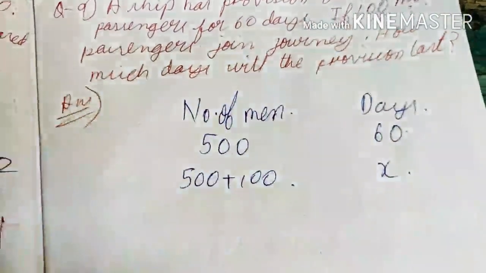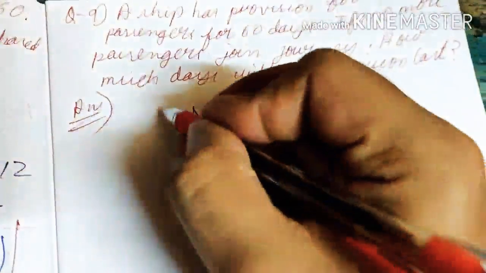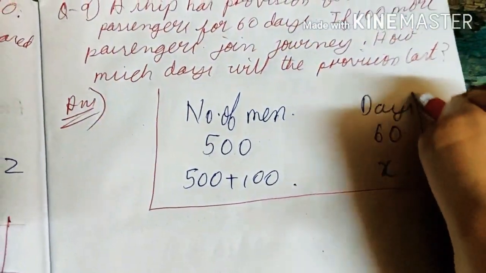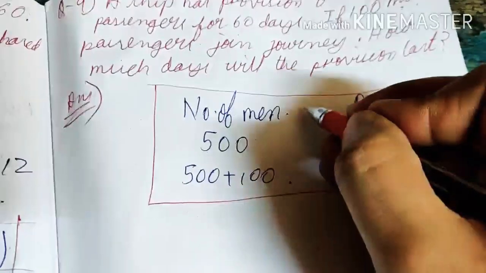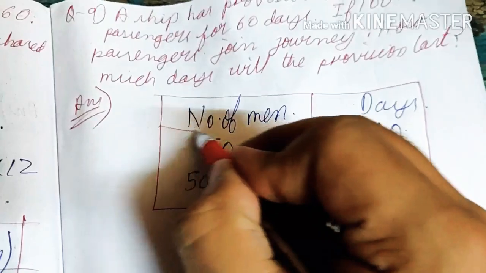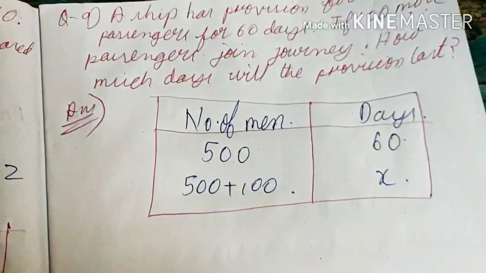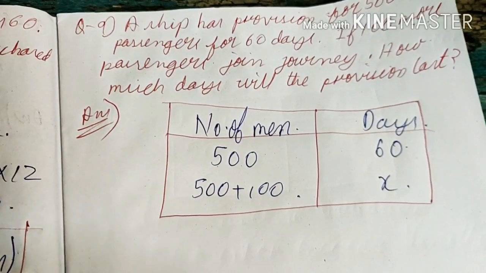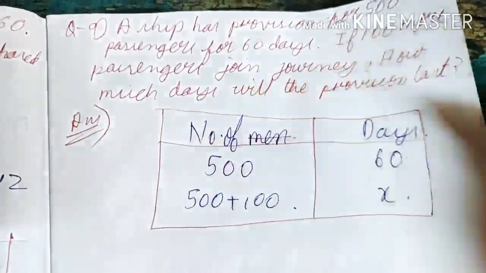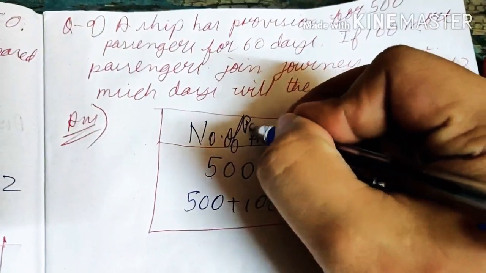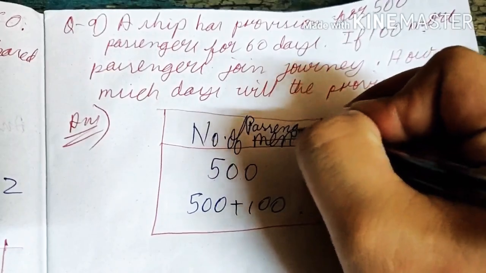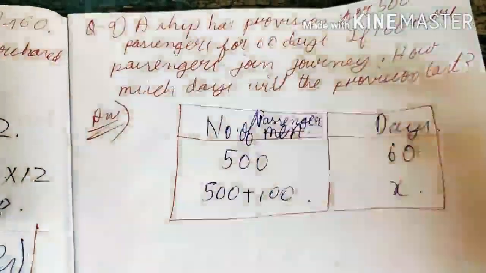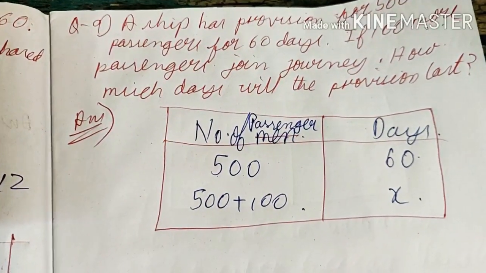So how many days will the food last? This is our table here. The question said if 100 more men join, means 100 more passengers join. Here man is passenger. Number of passengers were 500, then food was lasting for 60 days.